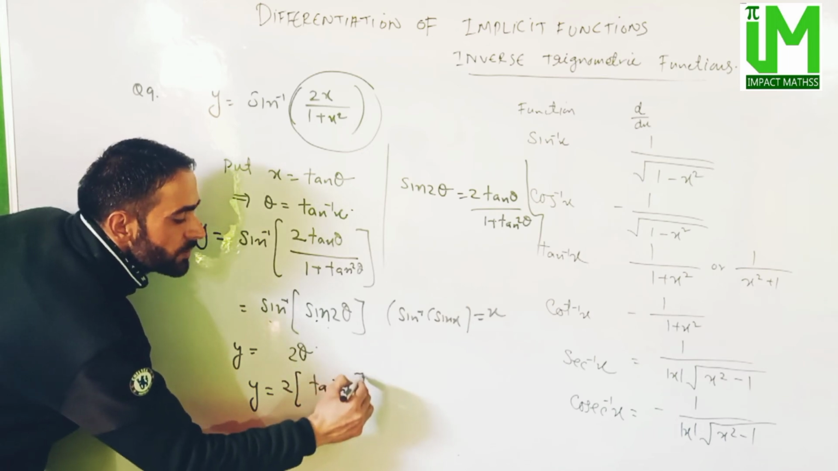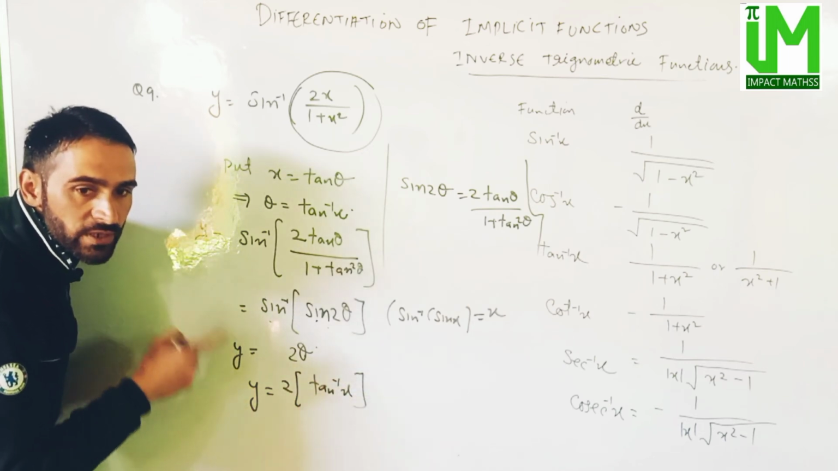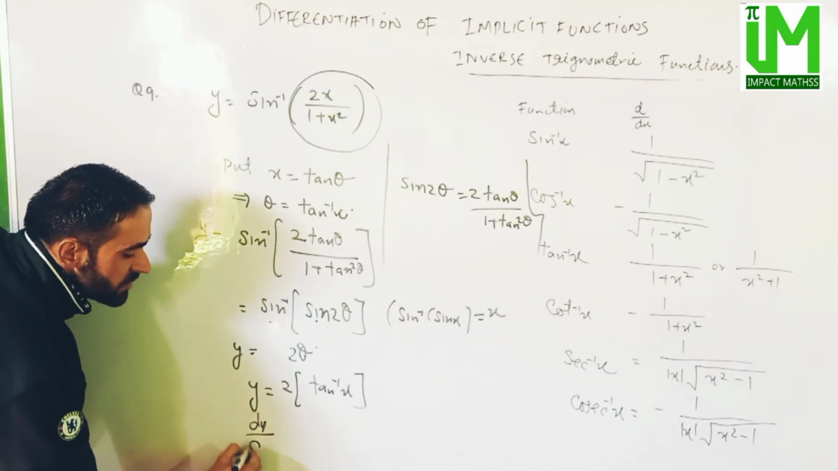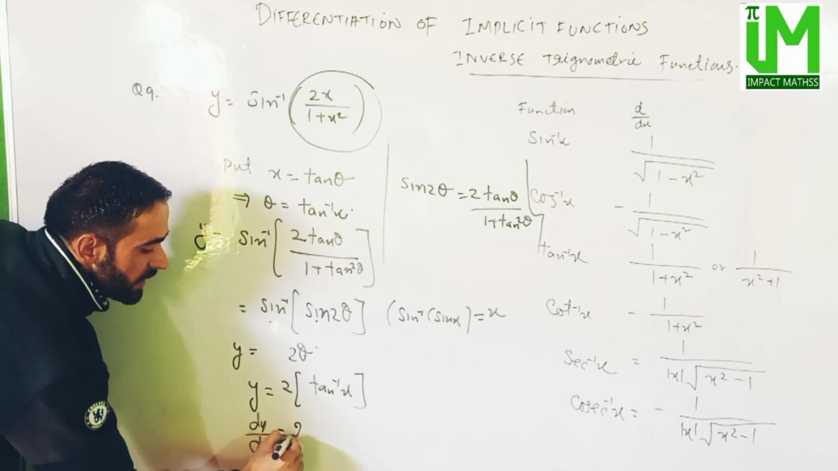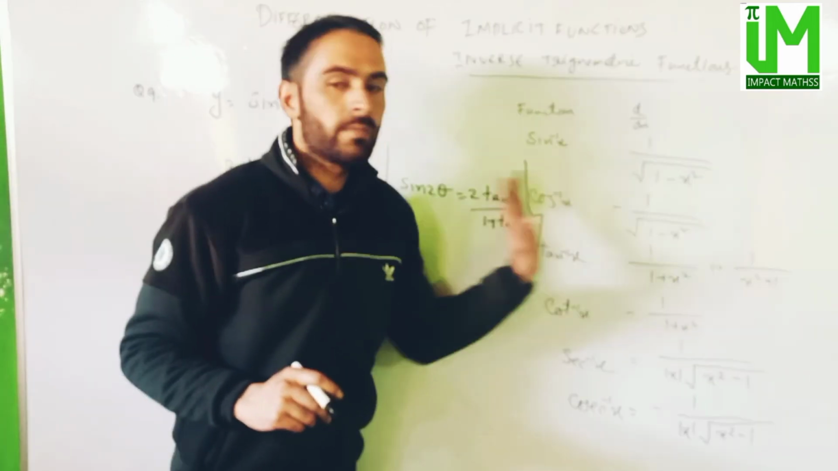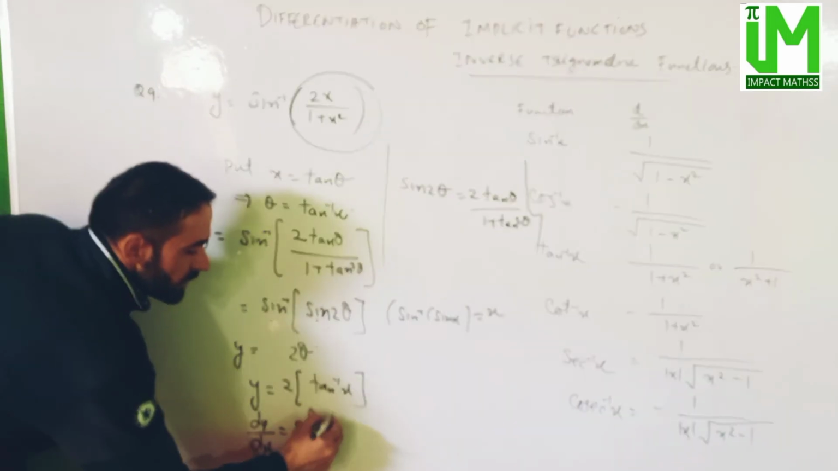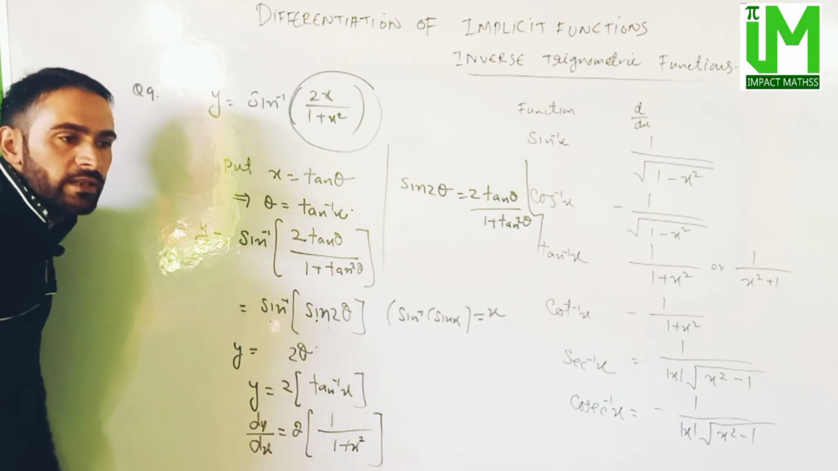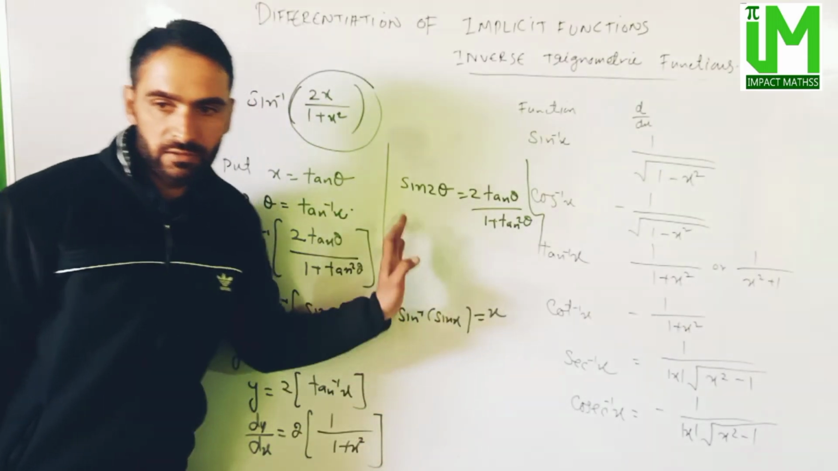Now differentiate. dy by dx is twice the derivative of tan inverse x, which is 1 divided by 1 plus x square. So it will be 1 divided by 1 plus x square, and this will be dy by dx. Did you understand that? Write it down.